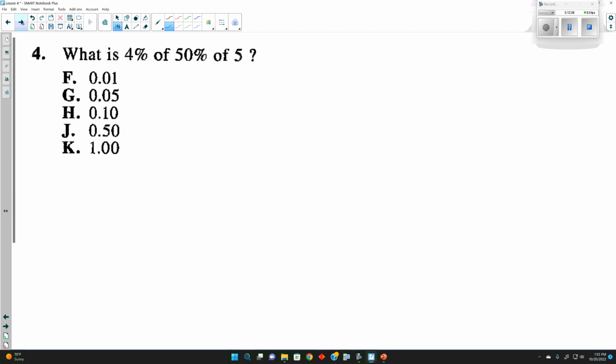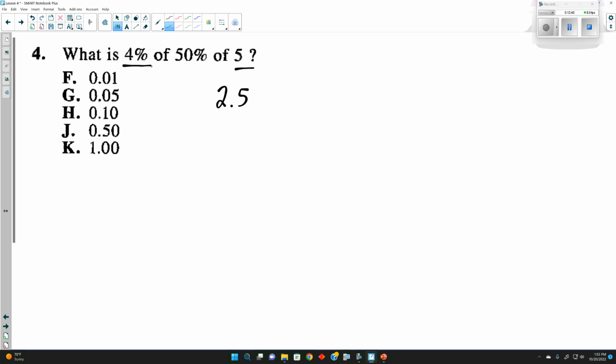So here it's asking what is 4% of 50% of 5? Order in which we multiply any three things does not matter. So we could start off with half of 5. What's half of 5? 2.5. Now we need to take what? 4% of it, yes? Well, what's 10% of 2.5?